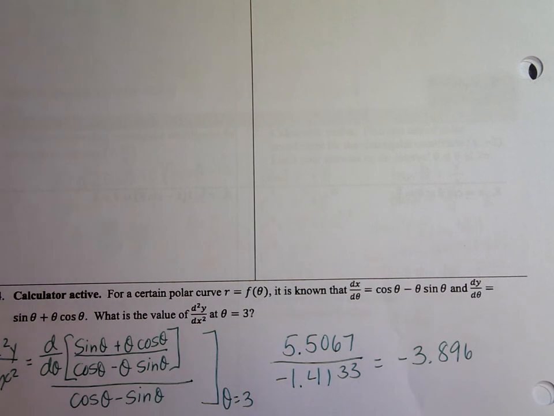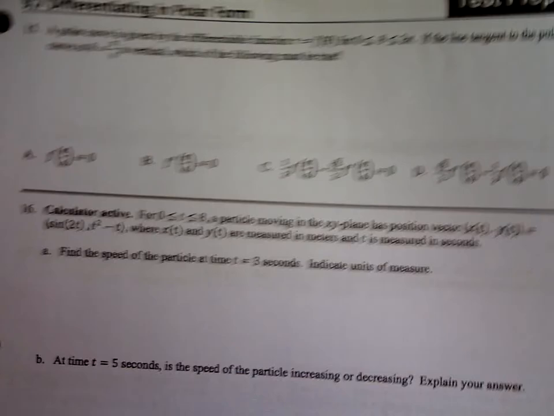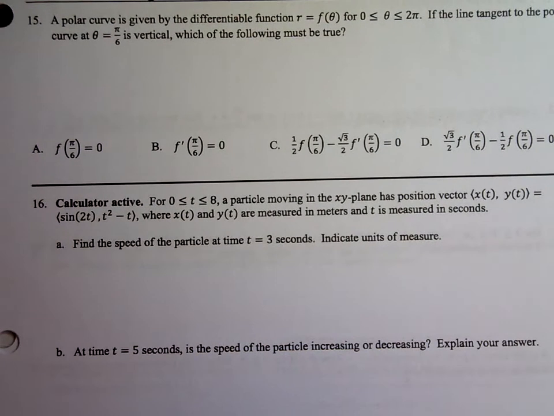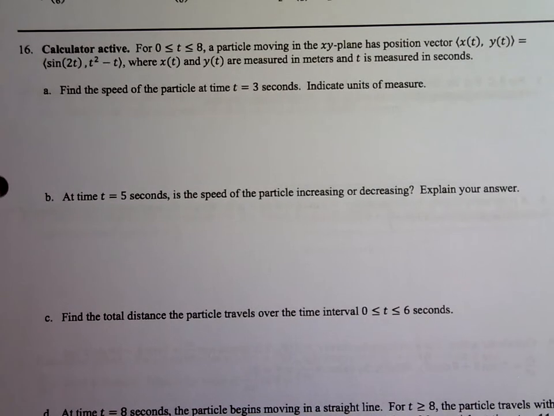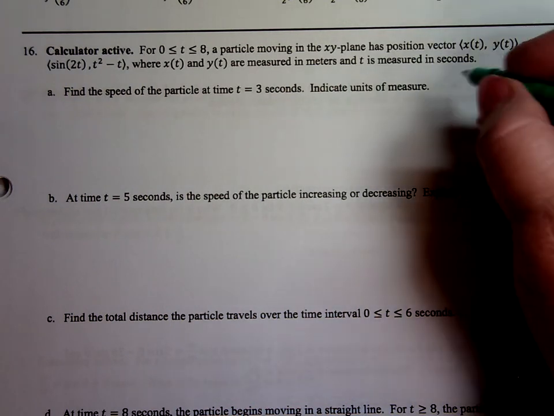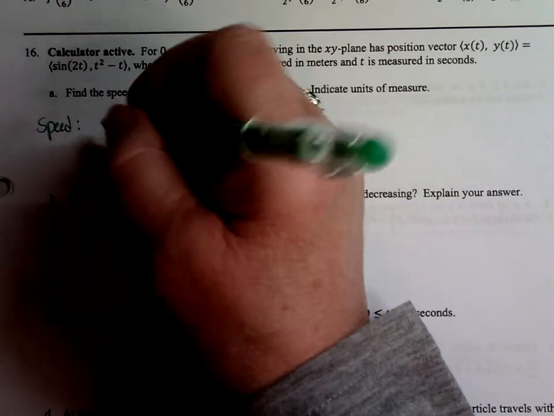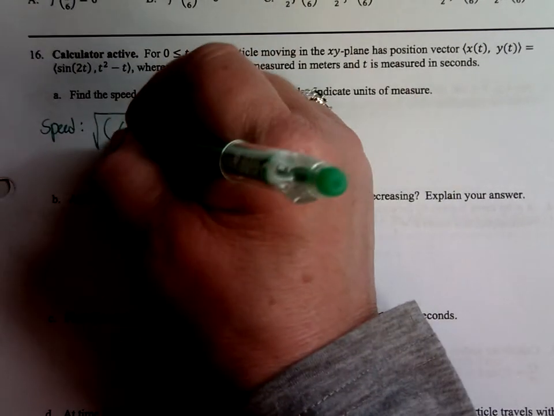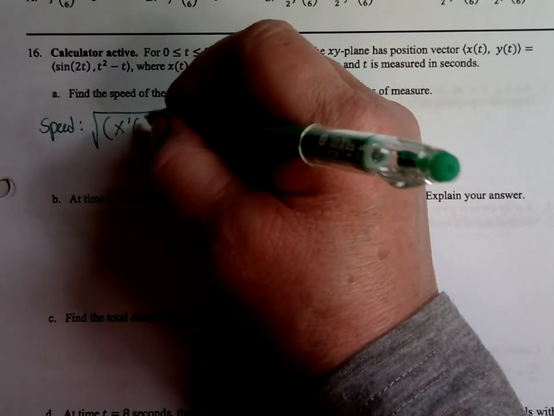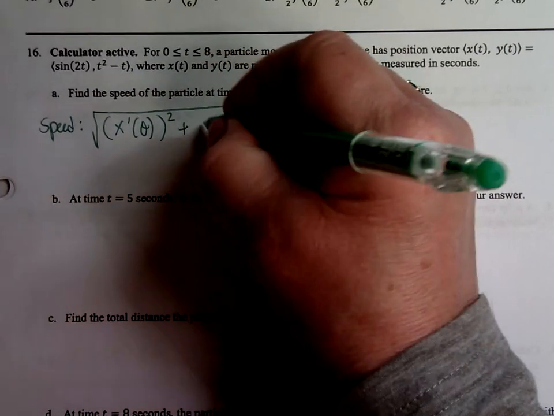Little bit of direction on number 16. I'm not going to do it out with you. This is a classic AP kind of question with all these multi-parts that you see. So this is something you could see again. If I'm looking at this, find speed. Now, we haven't talked about speed necessarily in this particular section, but you remember how to find speed, right? It's a square root of x prime of theta squared plus y prime of theta squared.